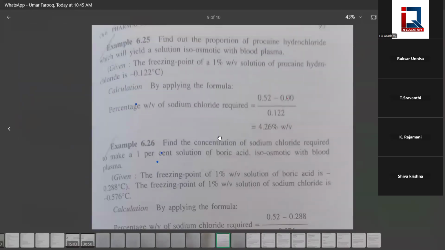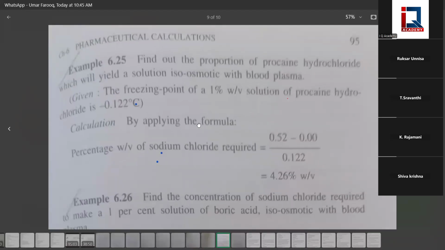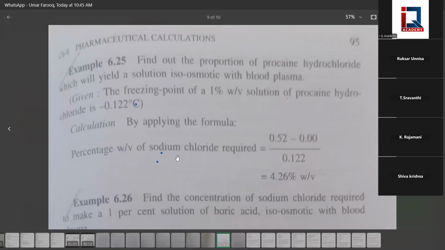Now, let's see the example. Everyone, please note down the question. Find the proportion of procaine hydrochloride which will yield a solution isoosmotic to blood plasma. We are going to calculate the procaine hydrochloride which will yield a solution isoosmotic with the blood plasma.